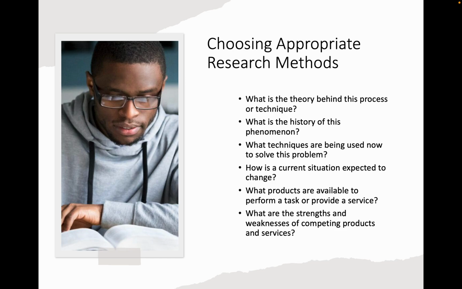So let's talk about choosing appropriate research methods. I have some questions here that you might ask yourself to help focus your research or help you find the information that you're looking for. So the first one up here is, what is the theory behind this process or technique? Basically, the idea is, why are things done this way? Does it work? Why do we do it this way? What's the history of how we started to do it this way?